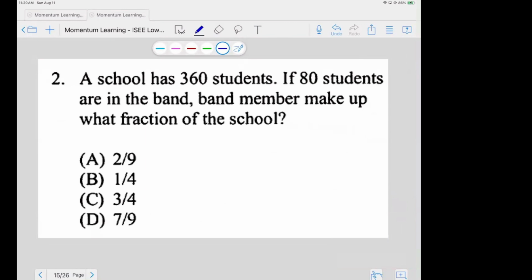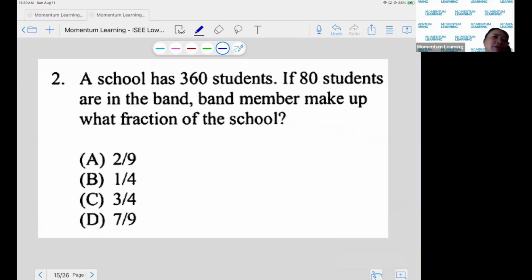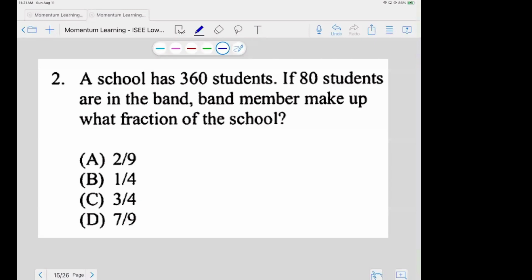1/9 of 360 is 40, so 2/9 is 80. But how do you know? How do you start with 1/9? Why not 1/6, or why not 1/2? Why do you start with 1/9? Because 360 can be divided by 9.